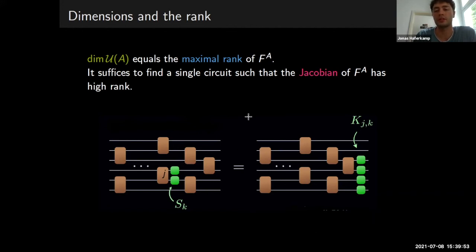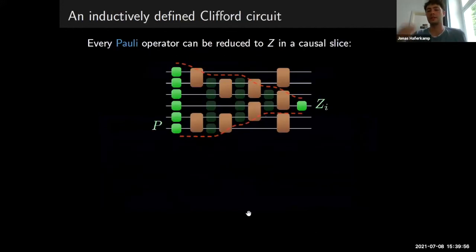And in fact, we construct a Clifford circuit that is going to turn out to have a linearly lower bounded rank, and therefore the dimension will be linearly lower bounded. So here we define now inductively such a Clifford circuit, and for this I need you to bear with me through this property that a causal slice has. Namely, the property is that we can take any Pauli operator, and given the Pauli operator, construct a fine-tuned Clifford circuit that maps this Pauli operator to a single qubit Z operator on the right.